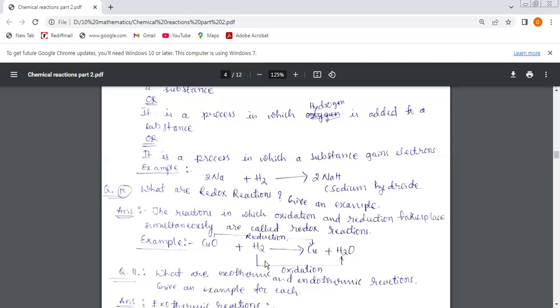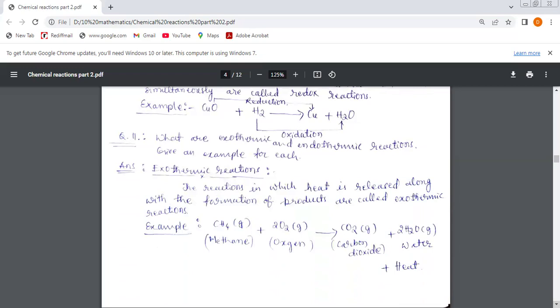Whereas the hydrogen takes the oxygen to make water, H2O. Here oxygen is added to the hydrogen, and hence it is an oxidation reaction. So in this particular chemical reaction, the reduction and the oxidation processes are taking place simultaneously, and hence these are called redox reactions.